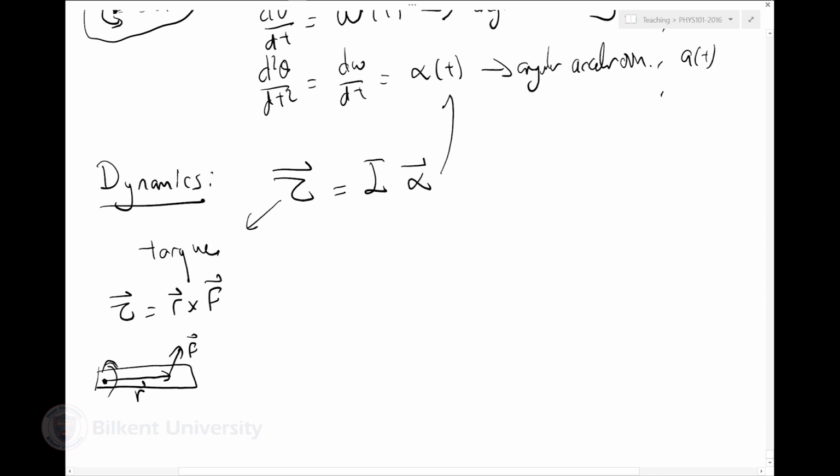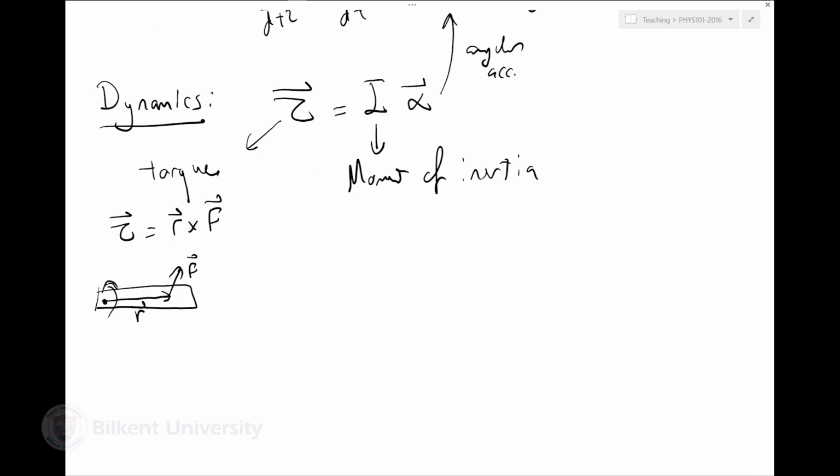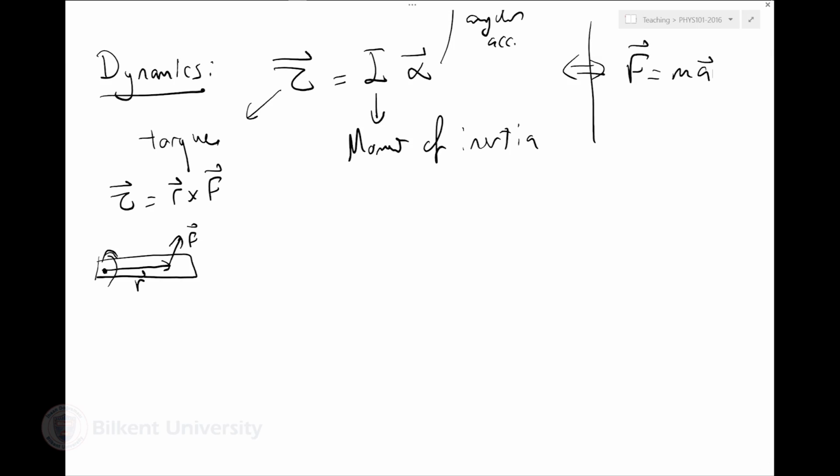Alpha was angular acceleration, and I was moment of inertia. How was it defined? It basically acts like mass for rotational quantities. This equation is equivalent to F equals ma in linear motion. Moment of inertia we have defined as I equals integral r square dm.